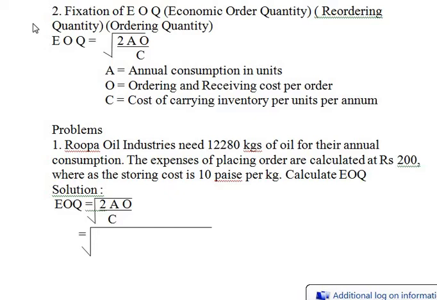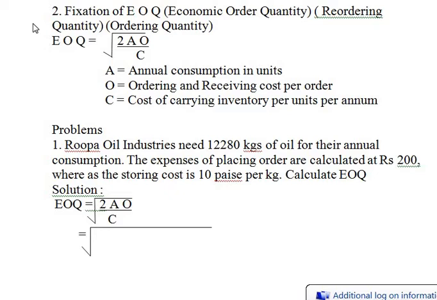Now this quantity will be fixed in such a way as to minimize the cost of ordering and the cost of carrying the stock, so that only the correct quantity of materials can be purchased. So EOQ means the quantity of material to be ordered at a time. That will be called EOQ.